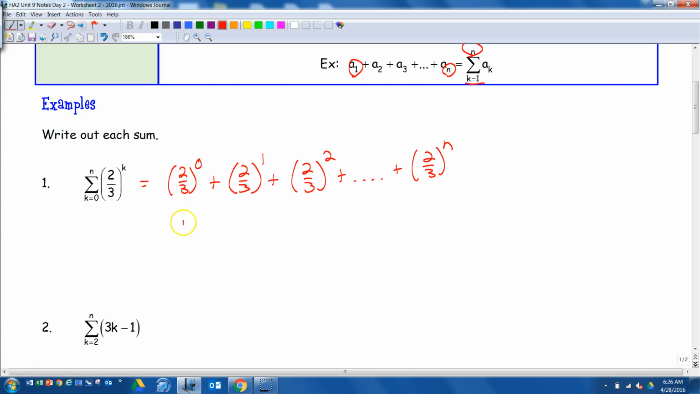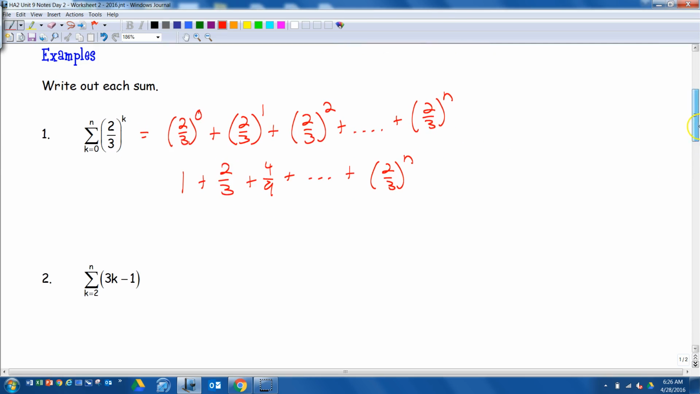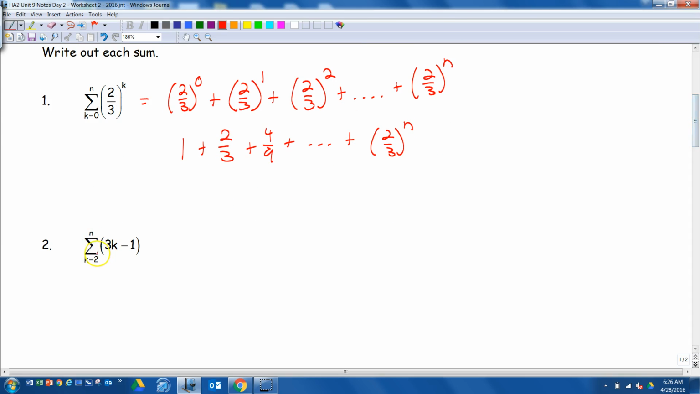And then to simplify, this becomes 1 plus 2 over 3 plus 4 over 9 plus dot dot dot plus, and this is still 2/3 to the n. So that's how you write out that summation. Now sometimes it does end. Number 2, it does not. We're still going to write this one out.